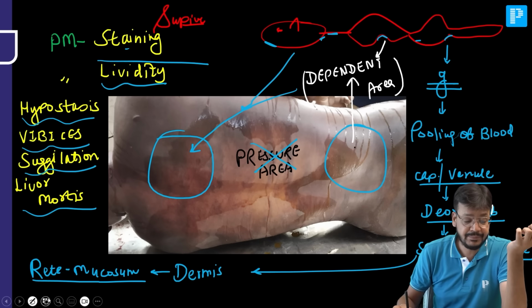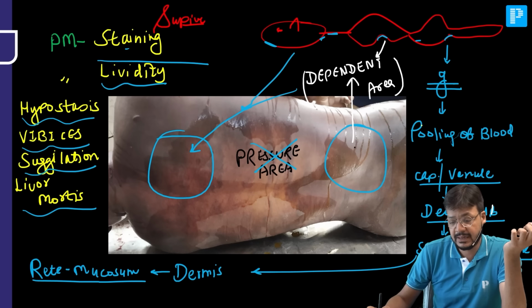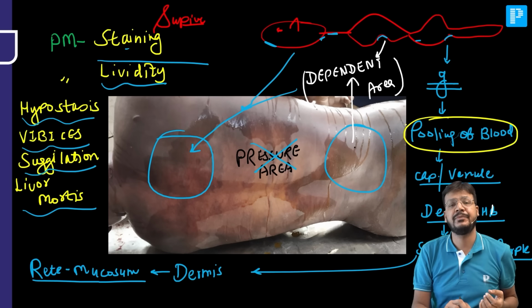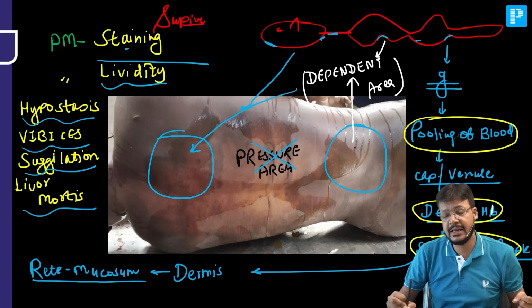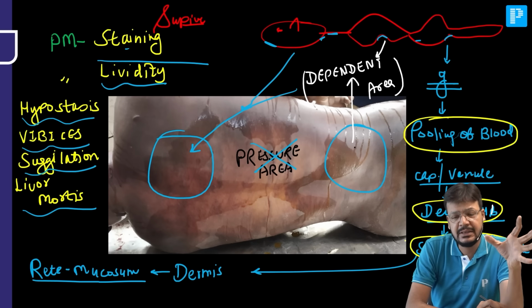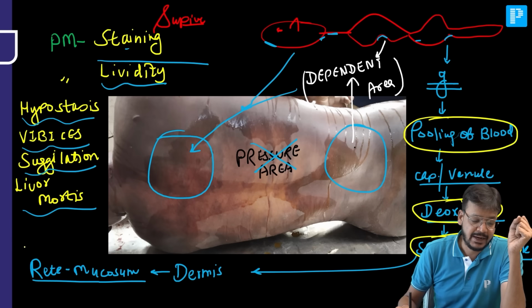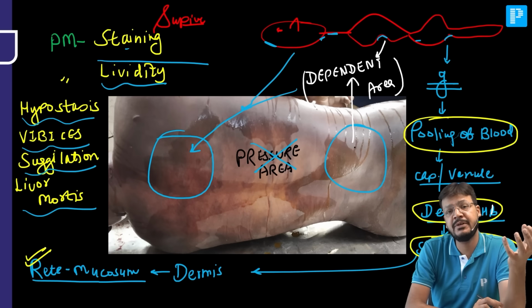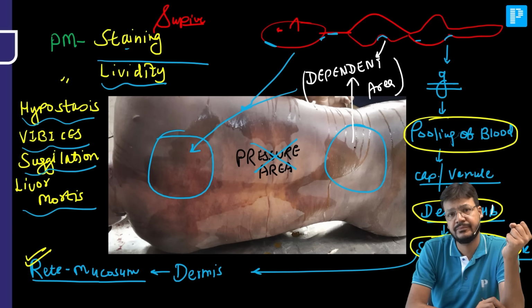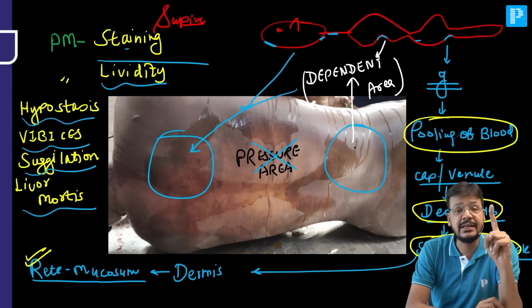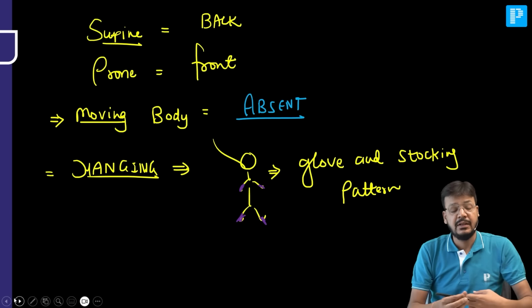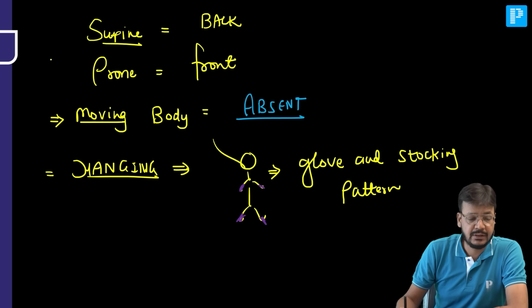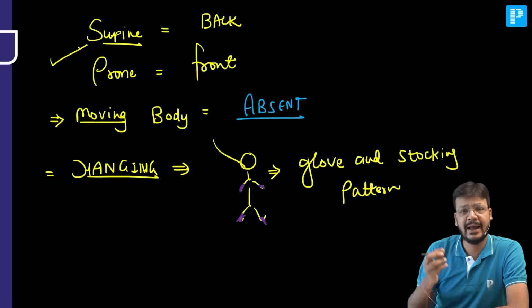And what is the mechanism? The mechanism of postmortem staining is pooling of the blood in capillaries and venules. Because of deoxyhemoglobin, the skin becomes bluish purple. This is postmortem staining, especially in the layer of dermis, which is rete mucosum. So this is very important, seen in the dependent part, absent in the pressure area. Now, in the supine position, the postmortem staining will be present on the back.